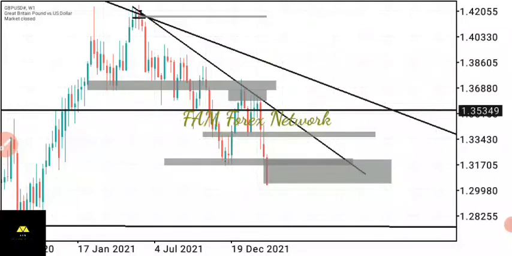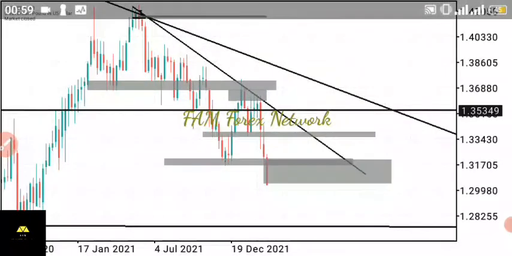But this is why I call it top down analysis: going to the highest time frame, from the monthly, checking what is going on, the bigger picture, so that you can see more than what other traders are doing. You understand? So this is what the big banks are doing right now.